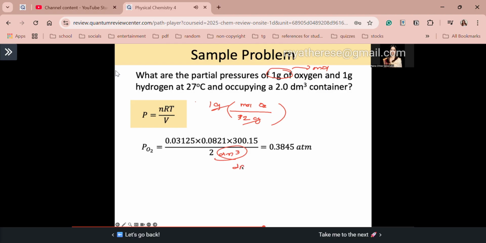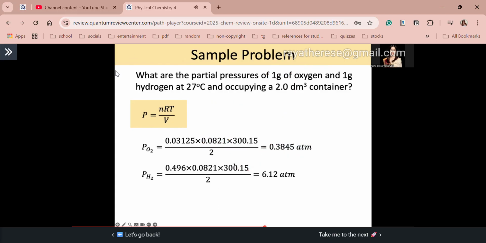Remember guys, dm cube is just equal to liter. That's why the R we used here is 0.0821. Solving, we get 0.3845 atmosphere. And lastly, the partial pressure of hydrogen: 0.496 is the number of moles for H2, since we simply converted 1 gram of H2 to moles. 0.496 moles times 0.0821 times 300.15, divided by 2 dm cube, we get 6.12 atmosphere.